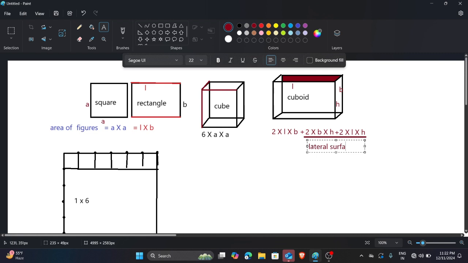Lateral surface area. So this is the lateral surface area, and this whole is the total surface area. Similarly in a cuboid, if somebody says they don't want the area of this portion, you just subtract it. Now one square is subtracted, so from 6 there is only 5.